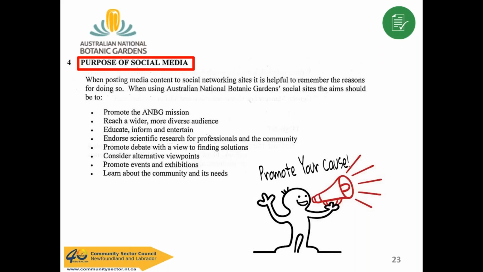So this is an example by the Australian National Botanic Gardens, and they're outlining their purpose of being on social media. They say that they aim to promote their mission, reach a wider, more diverse audience, educate, inform, and entertain, and, skipping down a couple, consider alternative viewpoints and learn about the community and its needs. So there are a lot of great reasons to be online, and they list those out for the marketer.